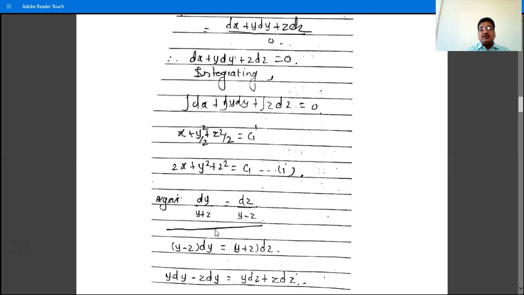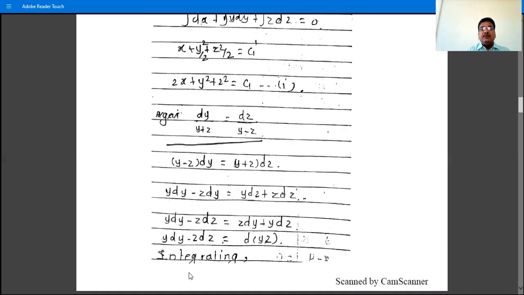Then consider the second ratio and third ratio, dy divided by y plus z and dz divided by y minus z. And then what do we have? y minus z dy equals y plus z dz. If you observe the second ratio and third ratio, dy is divided by this quantity and dz by this quantity, so x is absent in these two ratios. So method 1 is applicable.